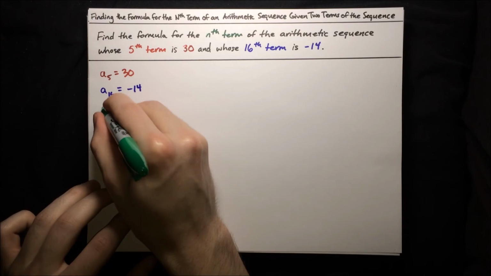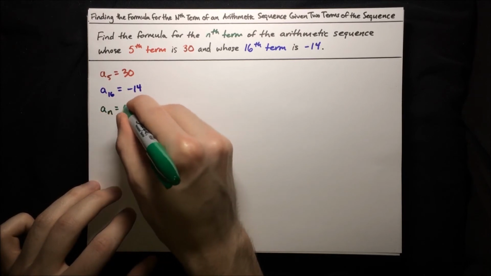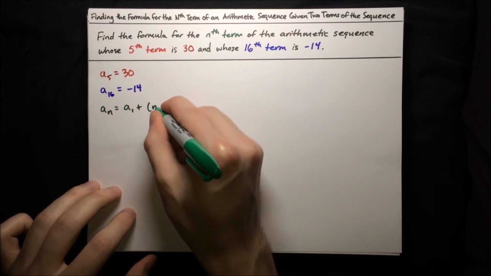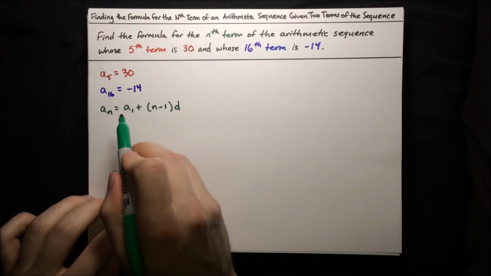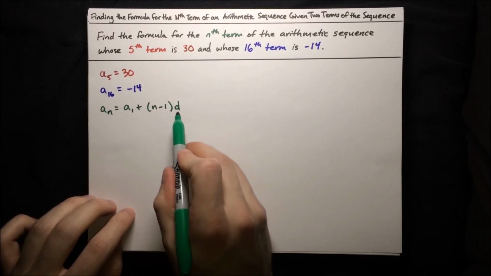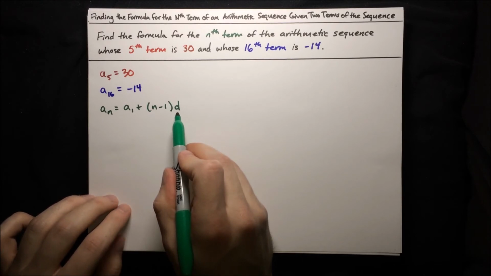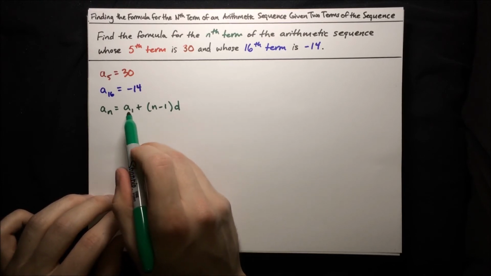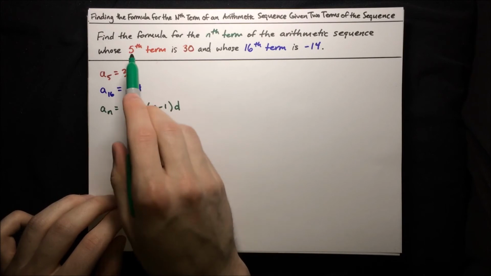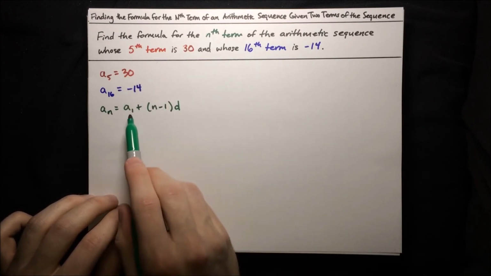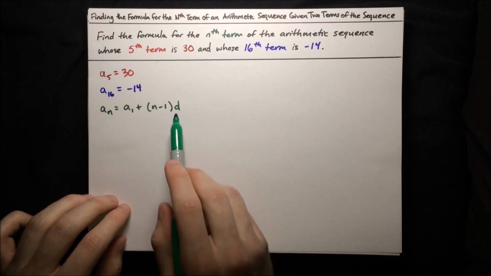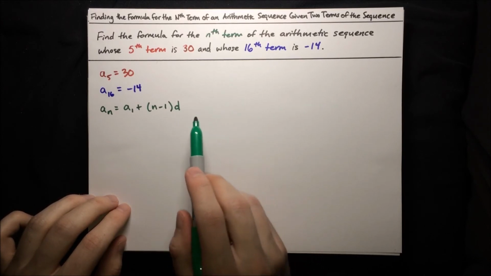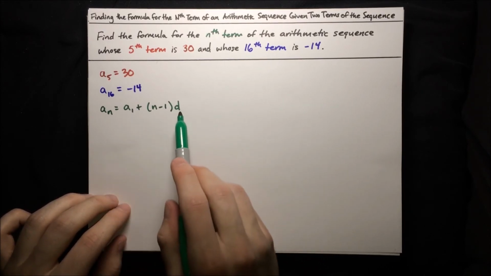Our nth term formula is just an is equal to a1 plus n minus 1 times the common difference. Okay, so we need to find a1 and we need to find d. And that's a little bit harder in this problem. First of all, we don't have the first term of the sequence. We only have the fifth and the 16th term. Second of all, we don't have consecutive terms, so we can't just subtract them to find the common difference. So how are we going to find a1 and d?